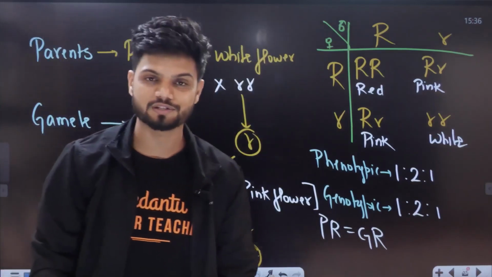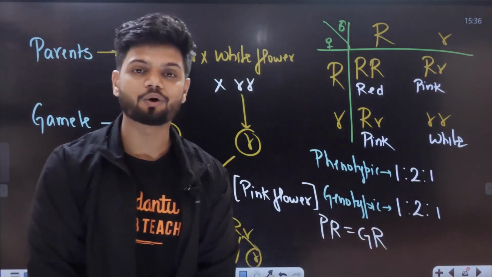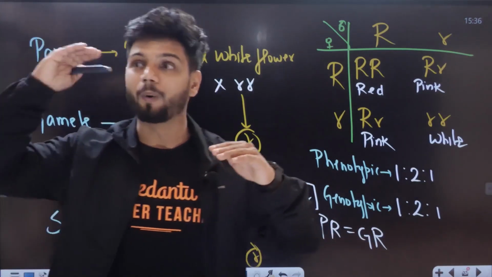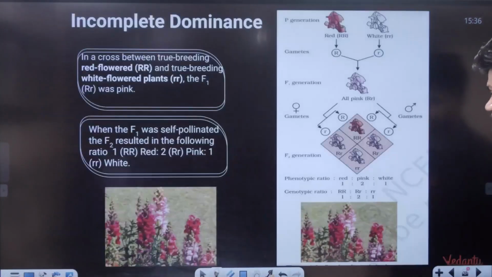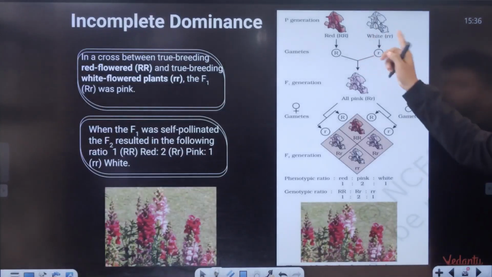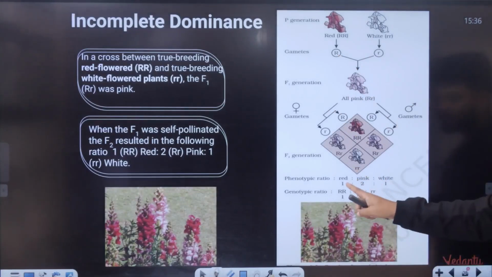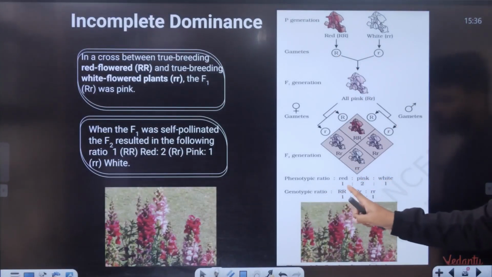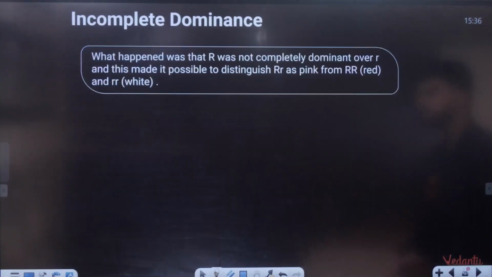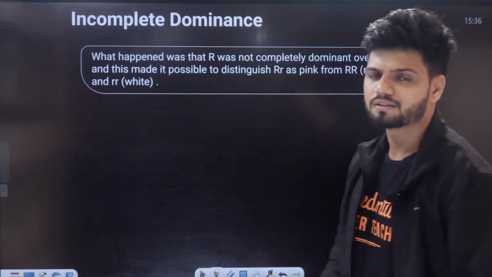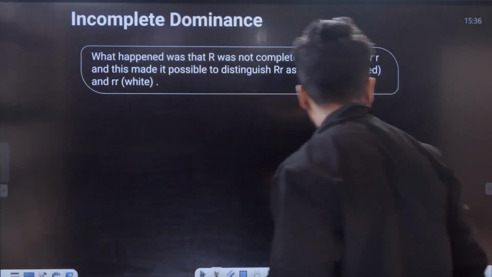Equal, just like the test cross. And this is called incomplete dominance, where one allele is incompletely dominant over the other allele. See here, it's given in NCERT also. Red, white, gametes, F1 all pink. Selfing of F1, then we get red, pink, white, 1:2:1, which is also the genotypic ratio. Both are equal. So here we learned that one allele is incompletely dominant over the other. Clear, all of you?